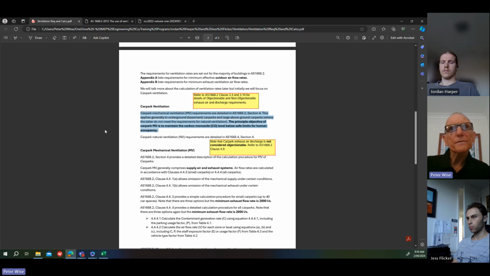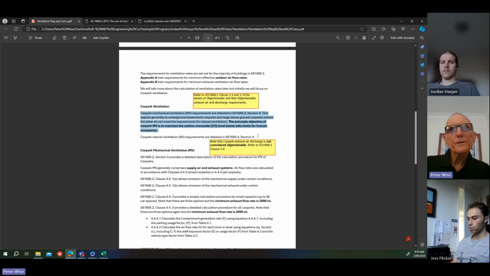The principal objective of car park mechanical ventilation is to maintain the carbon monoxide level below safe limits for human occupancy. So that's the key to all this: getting the CO level down to where people can park their car, walk through the space, or hang around the space for a short time without being affected by car park carbon monoxide.